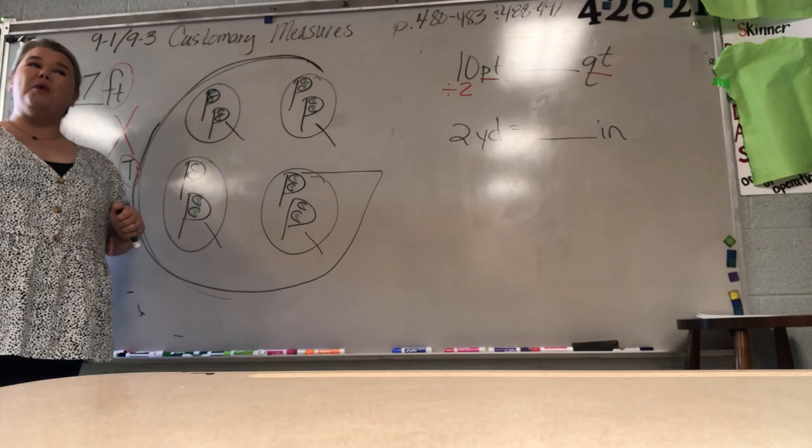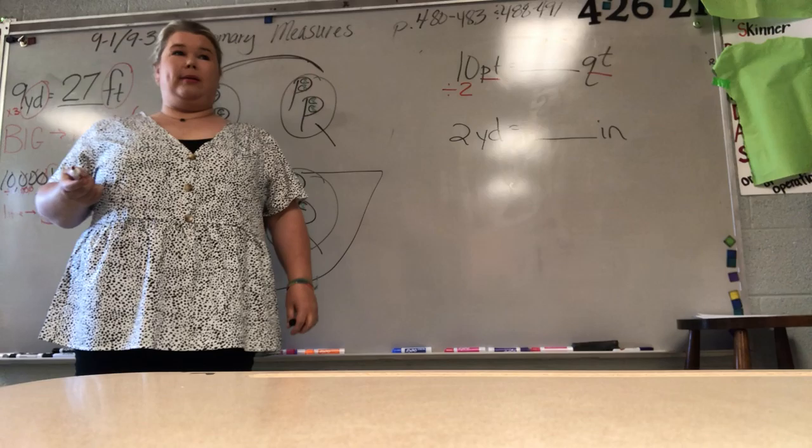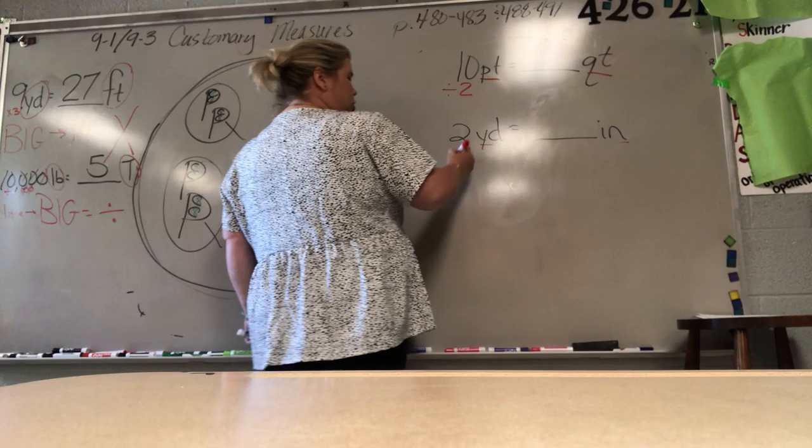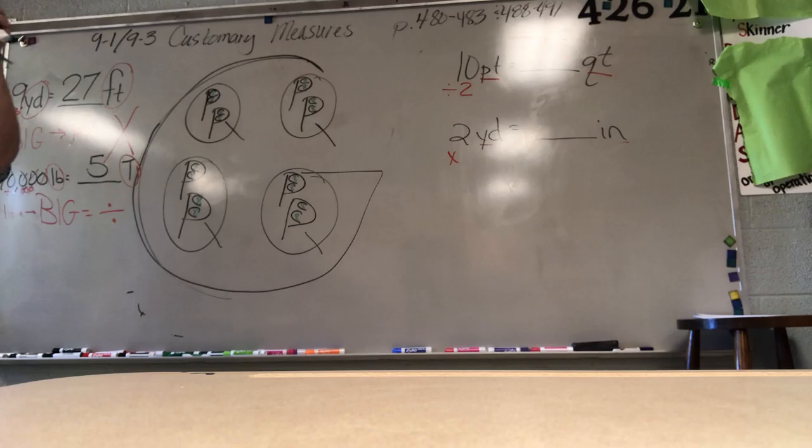So he says we're multiplying. He's saying yards is bigger than inches. Is he correct? So he's going to multiply. How many inches did we say were in 1 yard? 36. So we're going to multiply by 36.